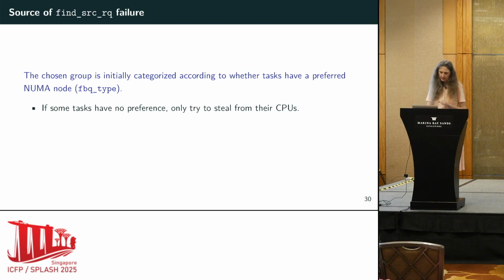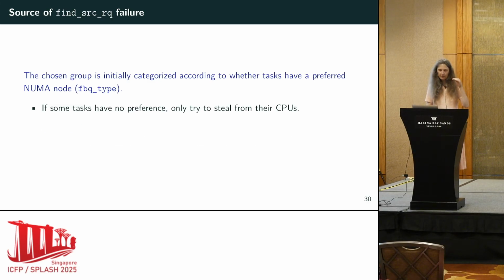There is some kind of thing called FBQ type. It basically chooses a run queue in 2 steps. The first one is it analyzes the entire group and sees what its FBQ type is. This FBQ type is some piece of information that's going to determine what kind of tasks, what kind of run queues, we will try to steal from. So we have made some decision in advance.